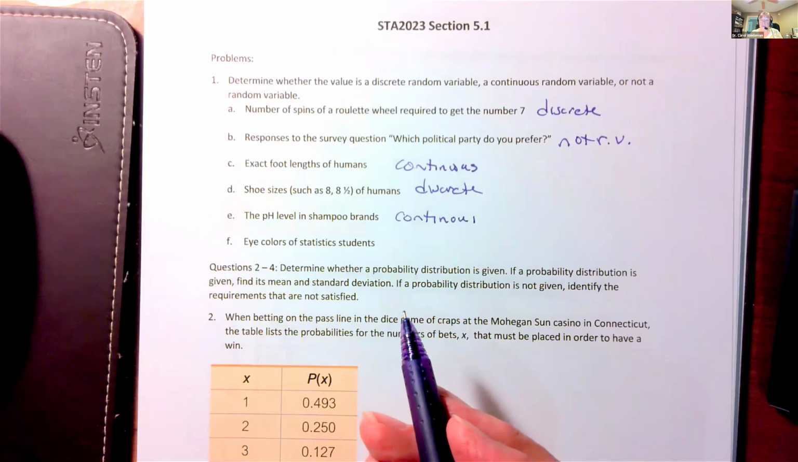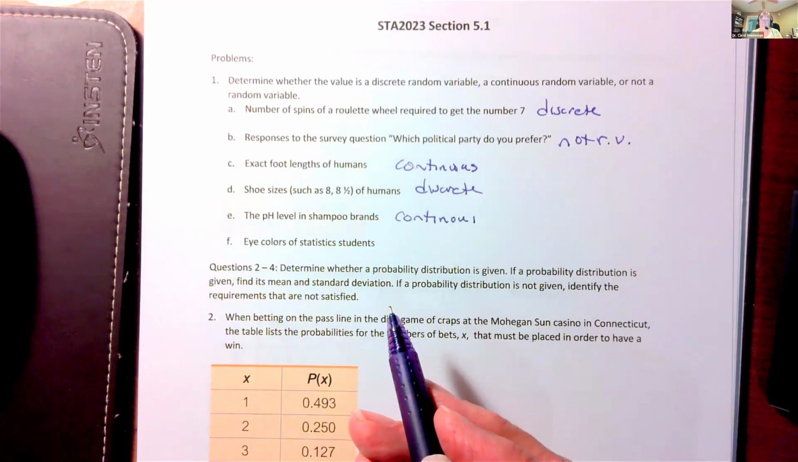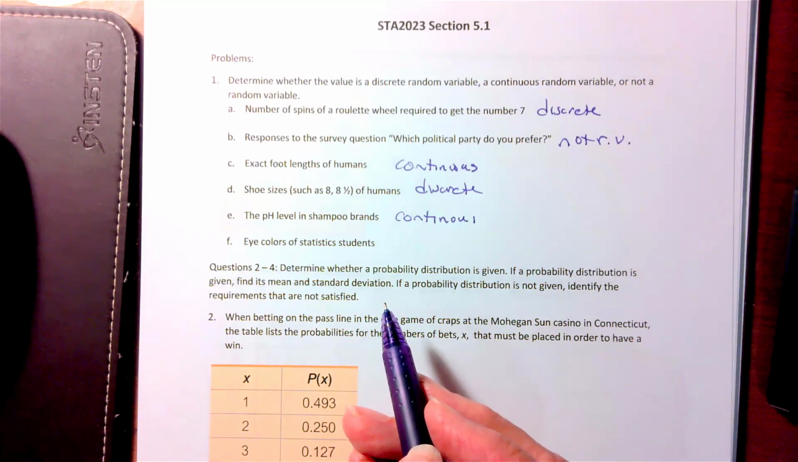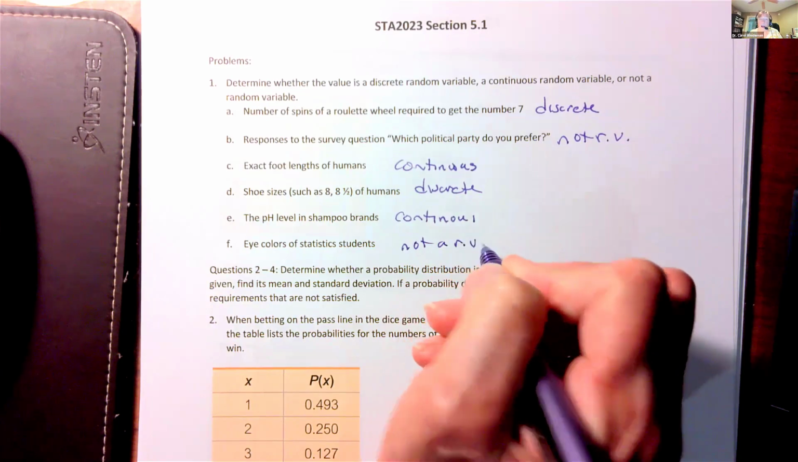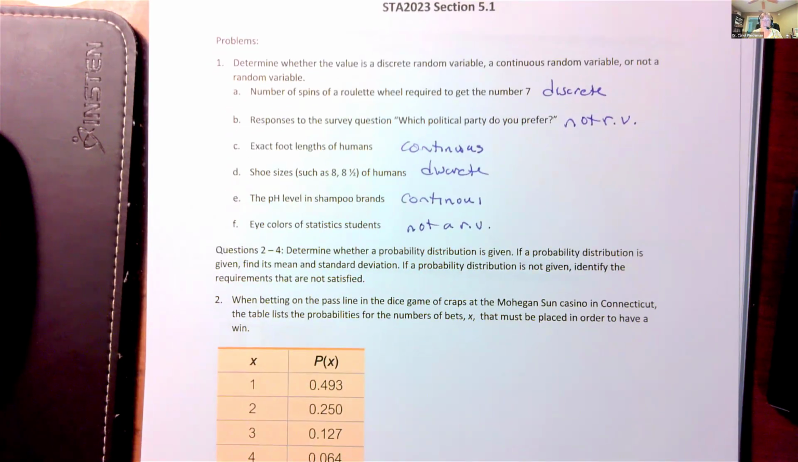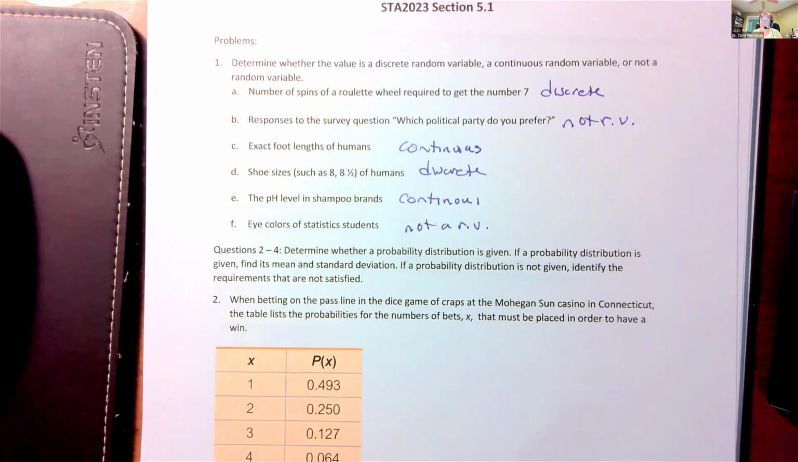Eye colors of statistics students. Discrete. Is it a random variable? It's not a random variable, because the eye colors are not numbers, they're colors. It's a discrete variable, but it's not a random variable.